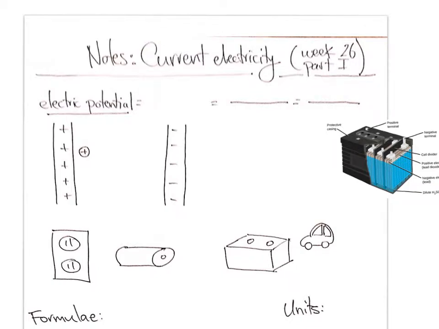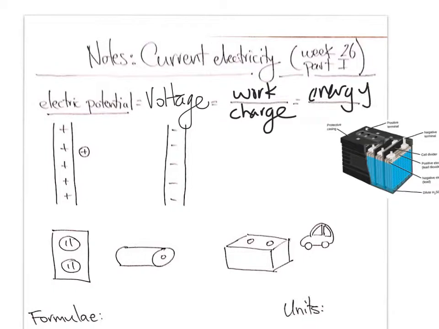Okay, so we begin our study of current electricity, meaning electricity that's moving. The last thing we studied was electrostatics, meaning it wasn't moving. So electric potential is more commonly known as voltage. You've probably heard and maybe used that term before. Voltage is defined as work per charge, which is the same thing as energy per charge. When we think about voltage, this is what we should think of: energy per charge.